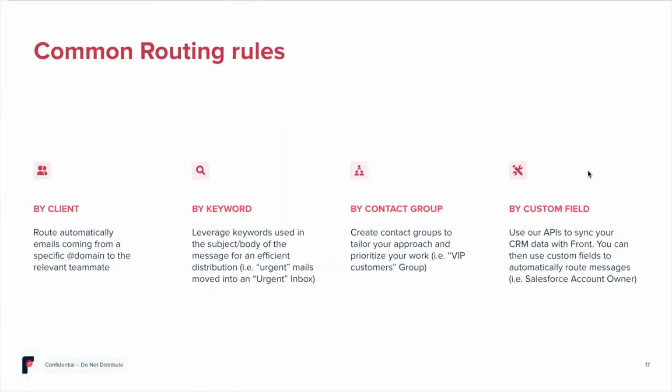Some common routing rules that we like to recommend to clients as they're building out their triage processes: first, by client. If you are a professional services team, route to the representative who is responsible for those clients or partners. You can also do it by keyword. If we know that on our finance team Samantha is responsible for handling all of those invoices, route something to her if it has an invoice. You can do it by contact group, such as a VIP customer contact group, or East Coast, West Coast, or by country. And you can also use our API to build customization inside Front to route based on information such as your CRM. Have Front look up who the account owner is in Salesforce and route to that person.